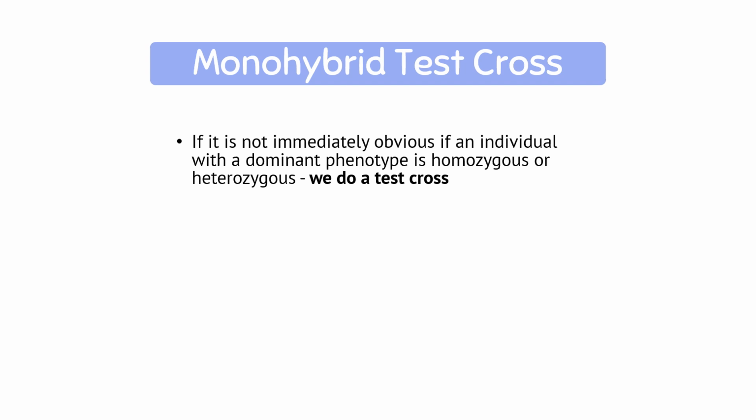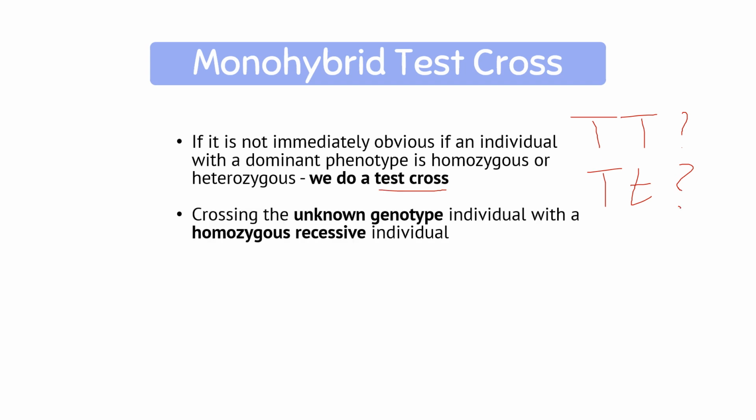So if one of the parents has a dominant phenotype, this could mean that they have 2 dominant alleles, or they could be heterozygous and have a dominant allele with a recessive allele. How we figure out which one they are is by doing a test cross. And so this is when we take that individual with the unknown genotype and we cross it with an individual that has a homozygous recessive genotype. So we know that they're homozygous recessive.